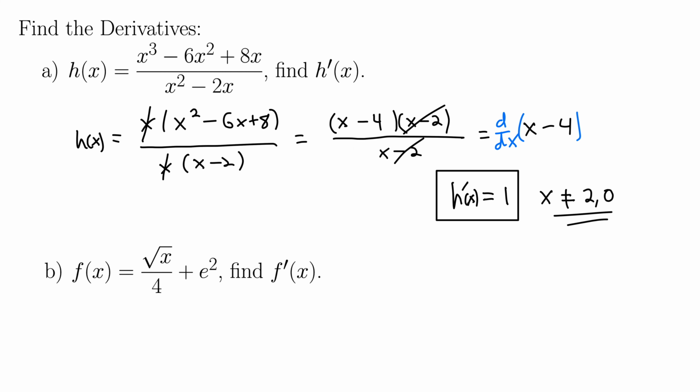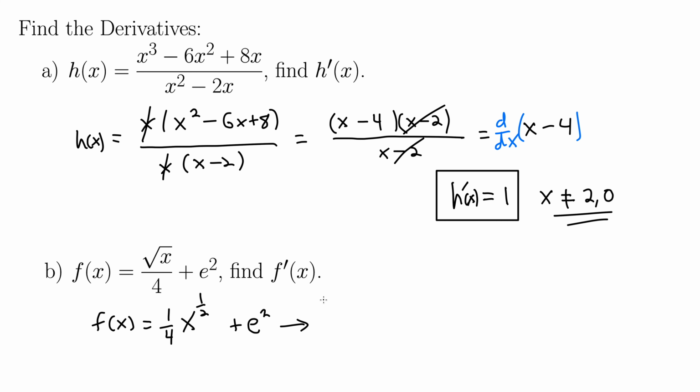Let's take a look at b. We have f of x equals the square root of x over 4 plus e squared, and we're asked to find f prime of x. Well, when you have any kind of radical and you're thinking about taking the derivative, you want to rewrite that. So here I'm going to rewrite it as f of x equals, how about 1/4 x to the 1/2, right? That's just using the rational exponent notation for a square root. So we have 1/4 x to the 1/2 plus e squared. Now we can take the derivative of this. Why don't you pause the video for 30 seconds or so and see if you can take this derivative.